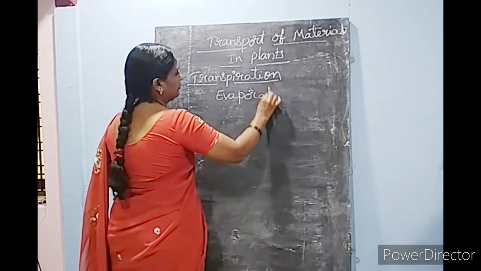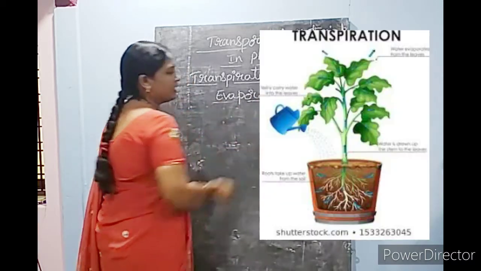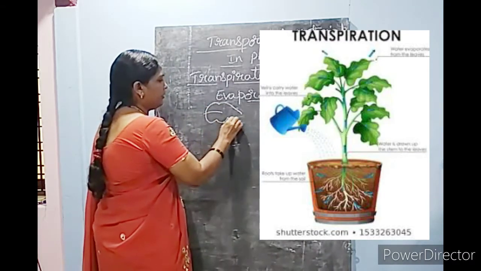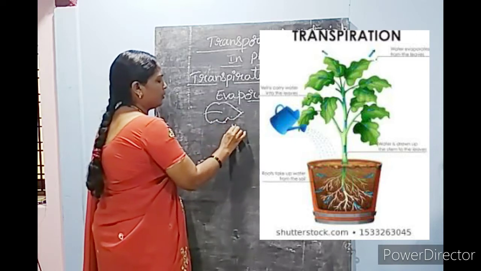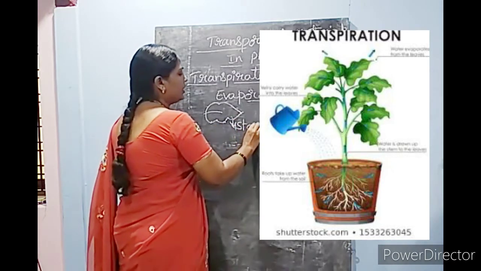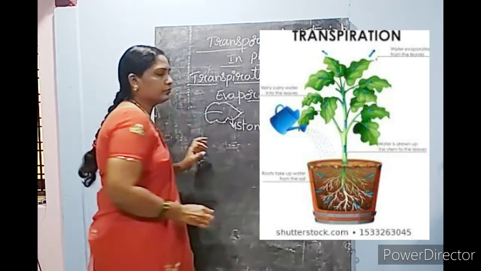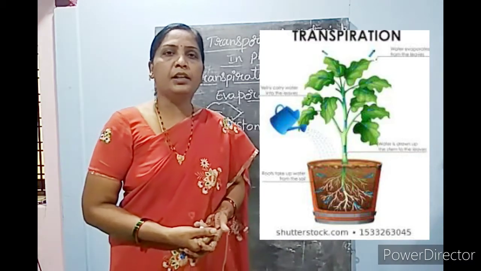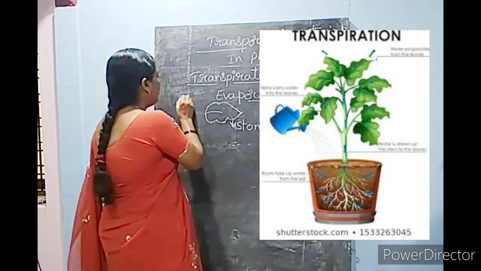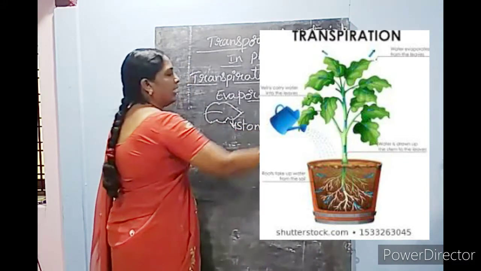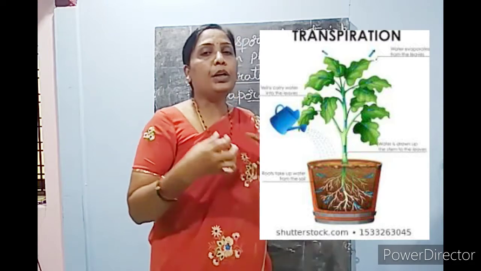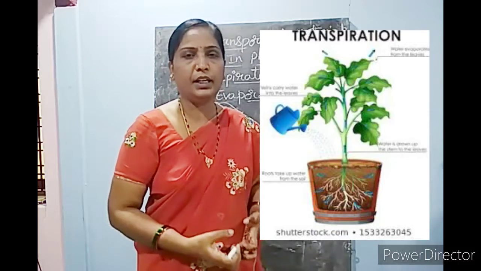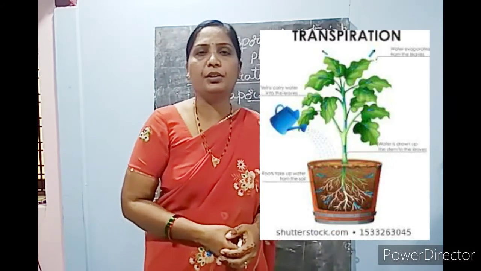Evaporation of excess water from the plants, and you all know that in leaves the tiny pores are present. We call them stomata. Through the stomata, the water gets evaporated, comes out into the atmosphere. This process is helping to keep the plant cool, and also it's helping to create some pressure. Suction pressure is created by the process of transpiration.